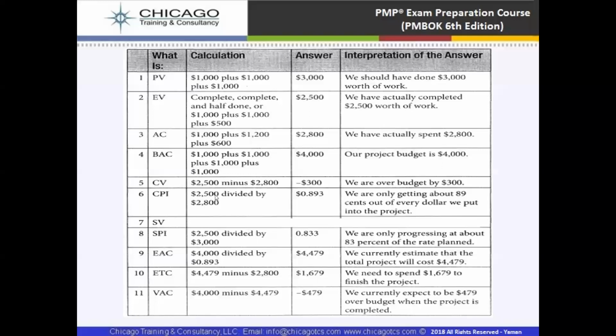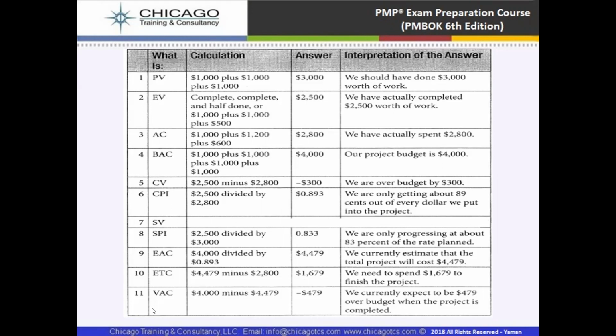Then there is CPI. CPI is equal to $2,500 divided by $2,800, which is earned value divided by actual cost. Earned value divided by actual cost will give us CPI, cost performance index. We are only getting about 89 cents out of each dollar we put into the project.